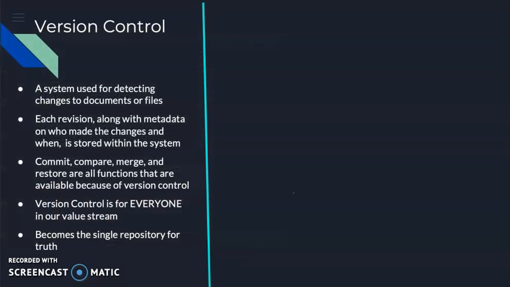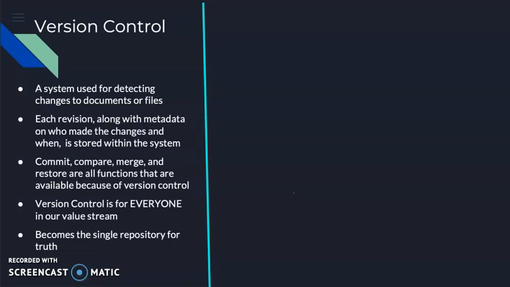What is version control, and why is it important in a DevOps environment? Version control is a system used for detecting changes to documents, files, or environments. Each revision of these items is safely stored in the system along with important metadata relating to those changes, such as who changed it and when. Because of version control, developers and other members of the group are able to commit, compare, merge, and restore any of the information at any time. This has the obvious advantage of minimizing risk.